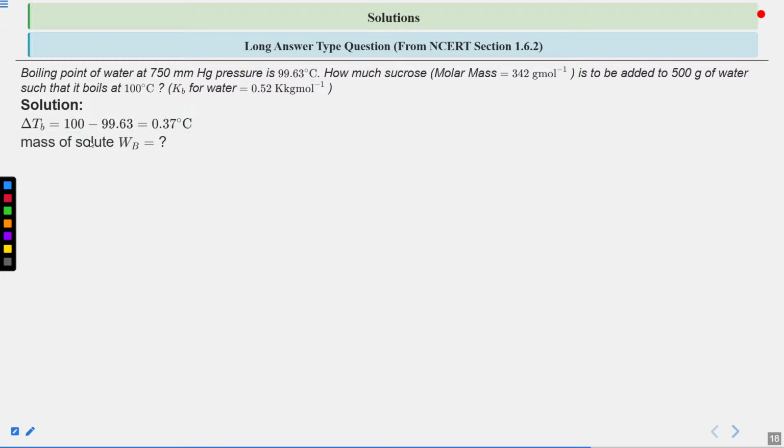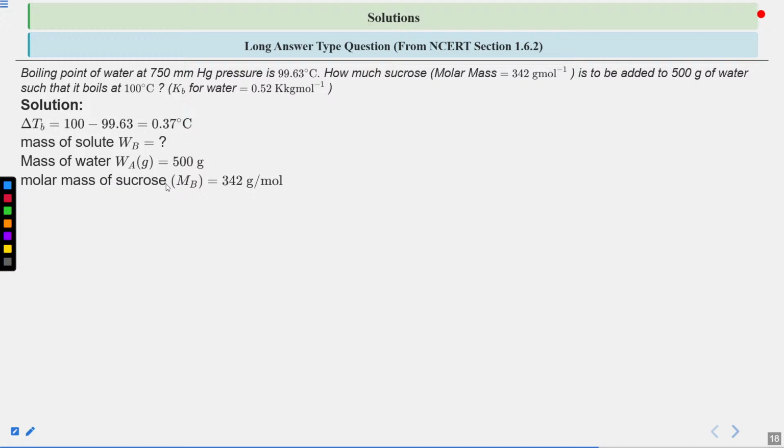Now you have to tell the mass of solute. Okay, you have to tell the mass of sucrose. Sucrose is a solute in the water. Water is a solvent. So what mass of solute, that is WB, you have to identify. Now the mass of water is given, that is WA. The mass of water in grams is given as 500 gram.